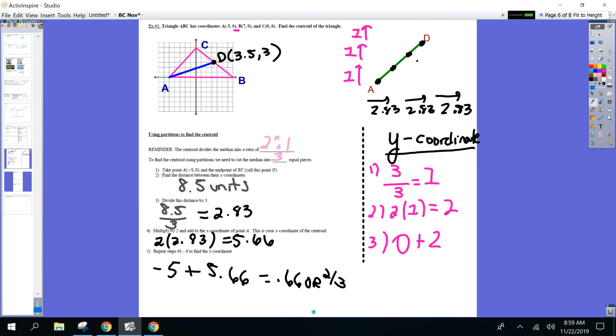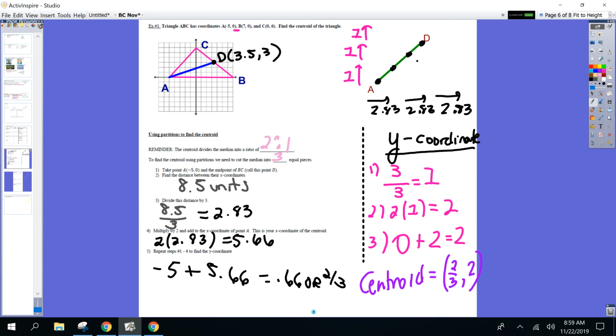And what's my y-coordinate for the centroid? 2. So the centroid is at, what was the x-coordinate? 2/3 or 0.66, comma 2. That's where the centroid will be. 2/3, 2. That's the point. That'll be 2 to 1.